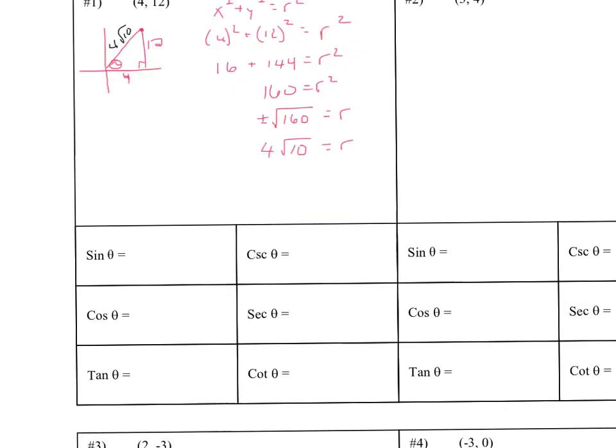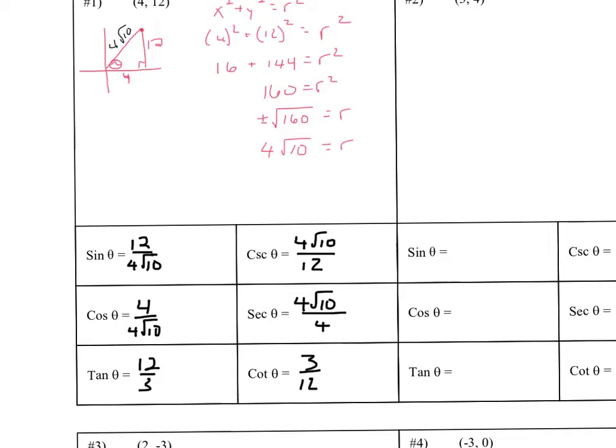That's the hardest part. Now we have to answer these questions. Sine of theta. Sine is y over r. So that is 12 over 4 square roots of 10. Cosine of theta is x over r. That's 4 over 4 square roots of 10. Tangent is y over x, which is 12 over 3. Cosecant is reciprocal of sine. So that's 4 square roots of 10 divided by 12. Secant is the reciprocal of cosine. So that's 4 square roots of 10 over 4. Cotangent is the reciprocal of tangent. So that's 3 over 12.